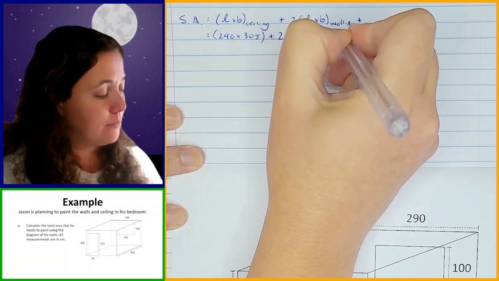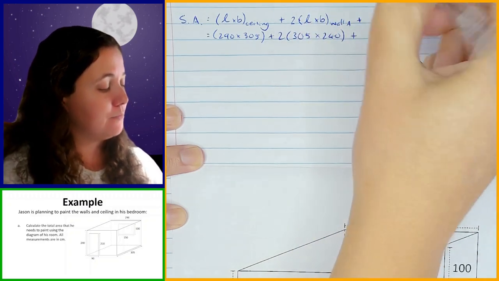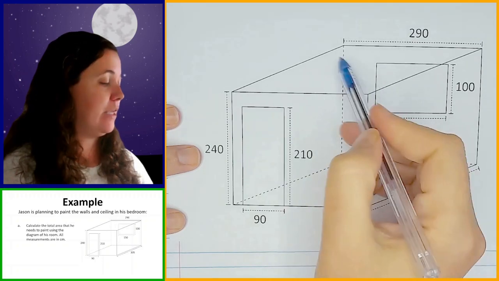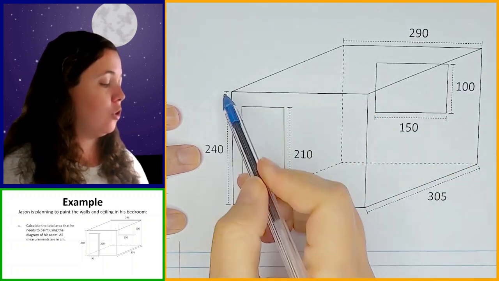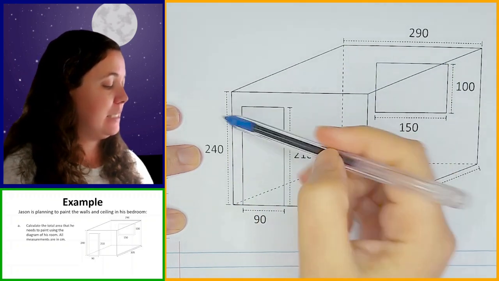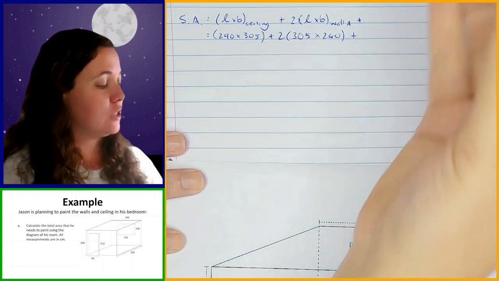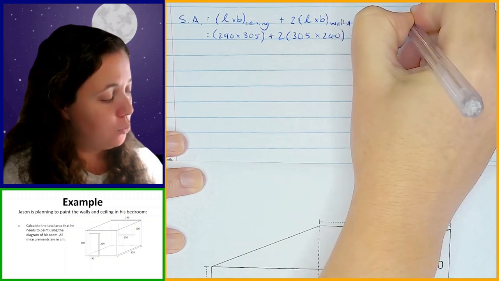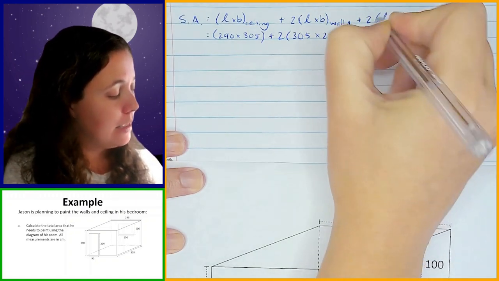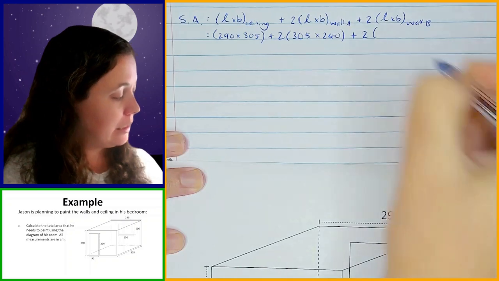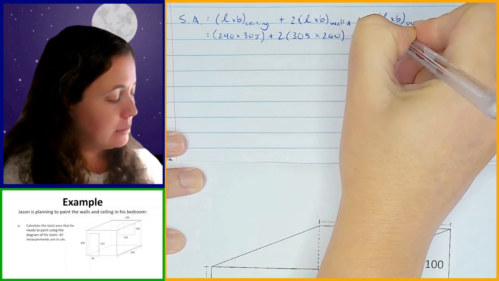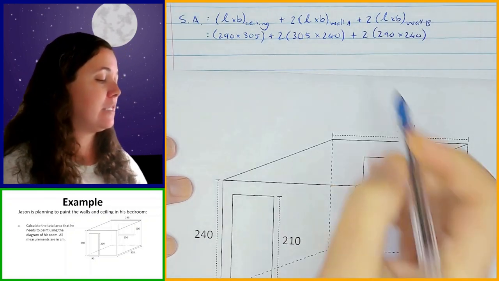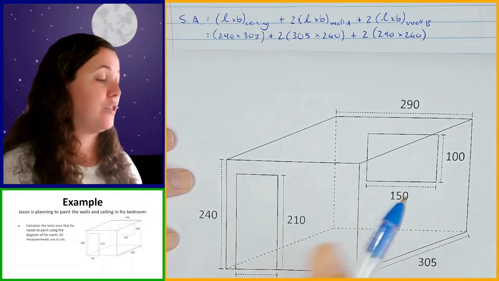times 240. Okay, plus over here, I'm going to have the back wall over there and the front wall over here. That is 290 by 240. So that is 2 times length times breadth for wall B. And so that's 290 times 240. Okay, so that will give us the area of all the walls and the ceiling.